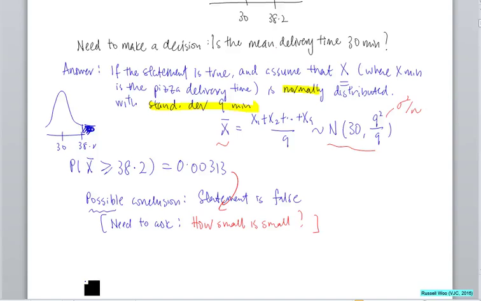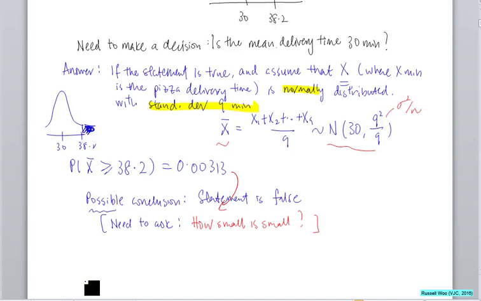Then you decide it before you conduct an experiment. After you conduct an experiment, then you just make a decision based on this decision-making threshold. I give you an example. Beforehand, before you do the pizza delivery experiment, you say, okay, I can only accept 0.05. Any probability less than 0.05 is considered rare event.